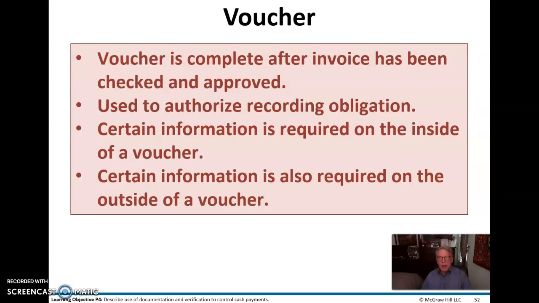So the voucher then is complete after the invoice has been checked and approved, and it's used to authorize recording the obligation, and certain information then is required on the inside of the voucher. Certain information is also required on the outside of the voucher, and that goes to the check signer who approves that voucher as well as the actual check.